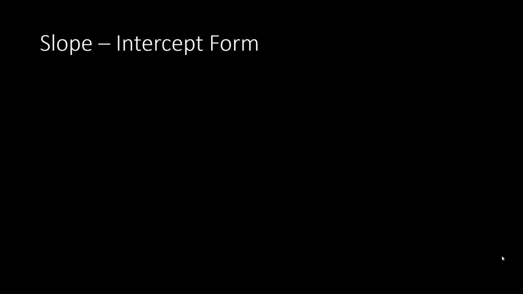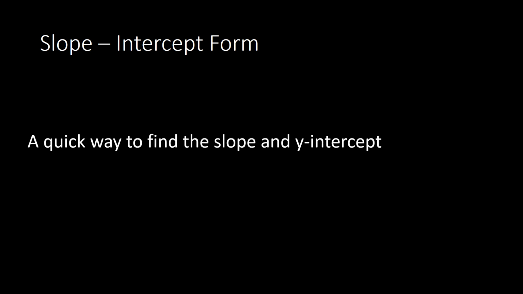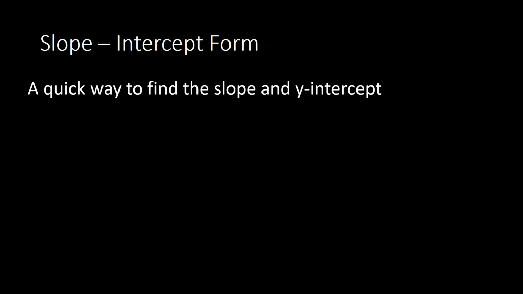We learned in the previous lesson a way to graph by just plugging in values for x and y. In this part of the lesson, we're going to show you a quicker way to do that. So this is what we call slope-intercept form. This is a form of a linear equation where, if it's in this form, we can tell quickly the slope and the intercept. So we use this to graph quickly. It's a quick way to find the slope and the y-intercept so that we can graph.